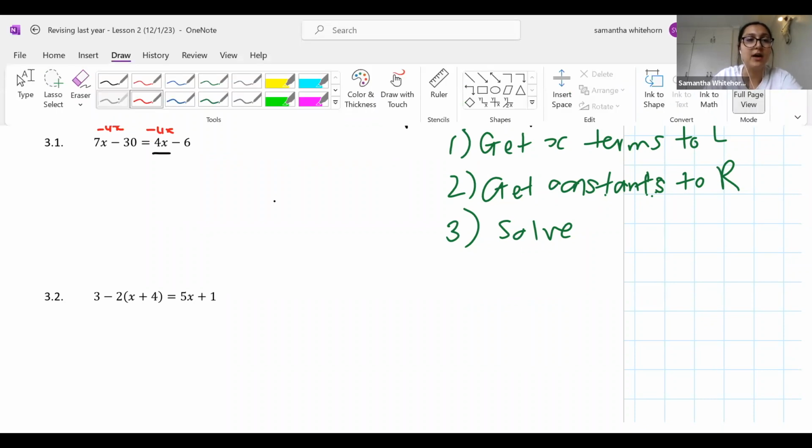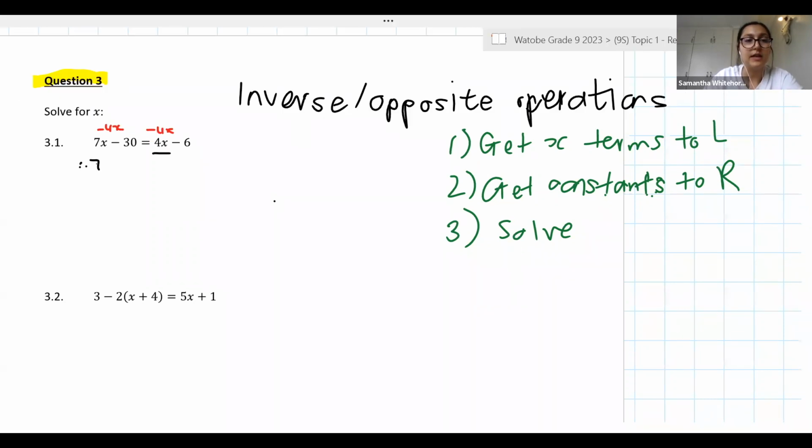And so what I have now is 7x minus 4x. The minus 30 is still there, I'll deal with that in a second. Minus 30. But now on the right-hand side, I just have the minus 6, because I've moved that 4x to the left-hand side.